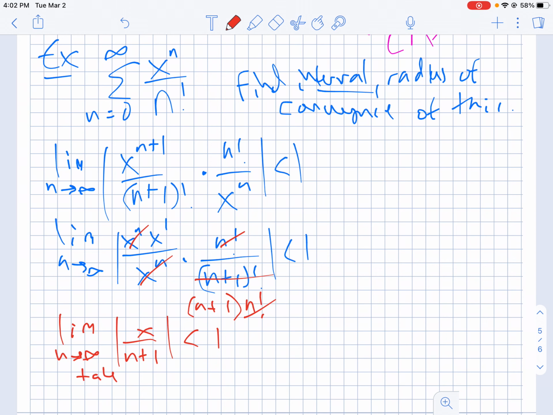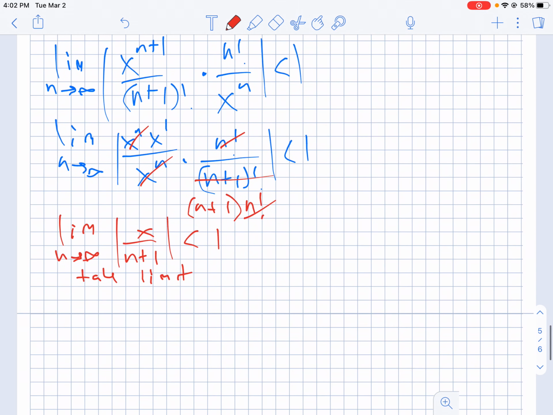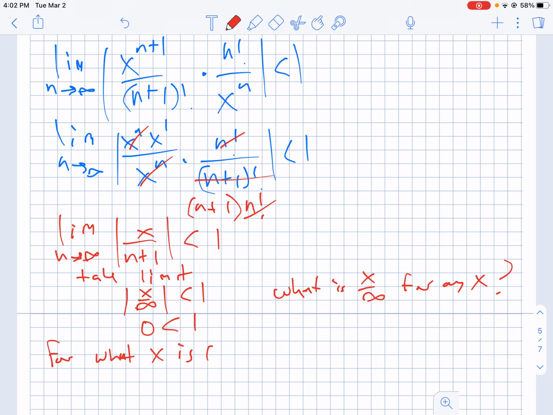Now look at what's going to happen when we take the limit. Something weird is going to happen here. We're going to get x over infinity is less than 1. But what is x over infinity for any real value of x? Well, infinity is not a legal x value, it's not a number. But any number over infinity is 0. So what you're kind of asking is, for what x is 0 less than 1?